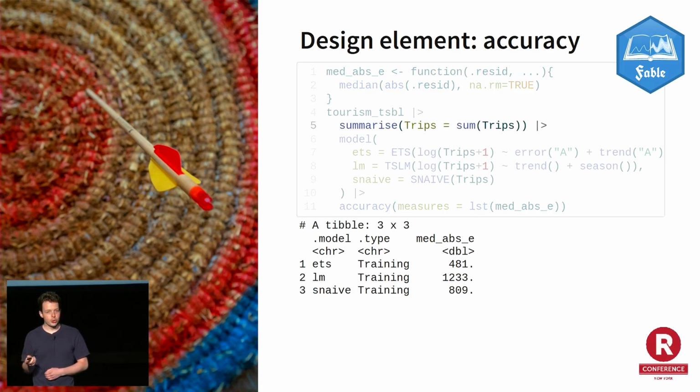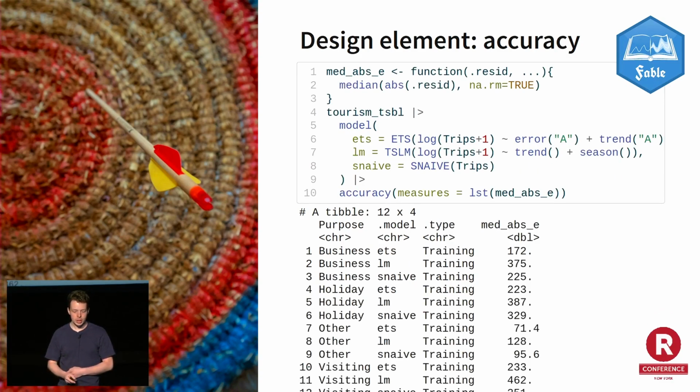Now, so far I've shown you a single accuracy measure for the total number of people coming to Australia, but it's so simple, much like Tidyverse, if you just remove one of the steps, you can get a different result. These are the building blocks that I was talking about. So if I remove this aggregation step, if I now consider all of the reasons why someone might come to Australia, I get a separate model for all of the reasons they come to Australia and a separate accuracy measure.